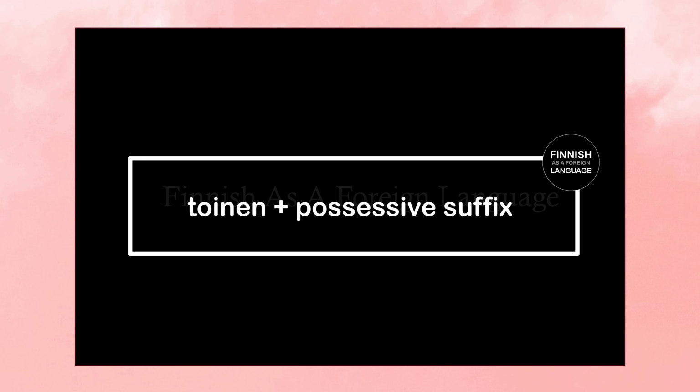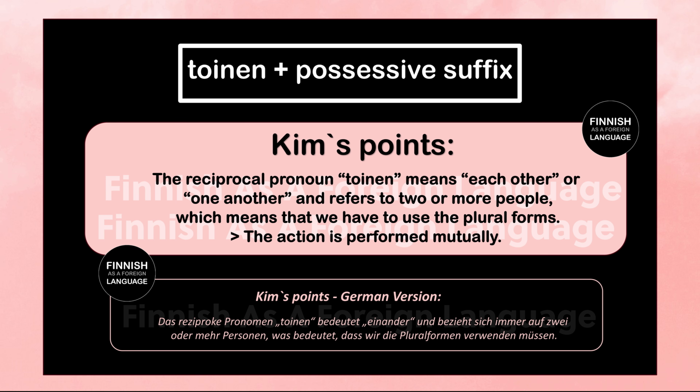Alright, we carry on. Toinen plus possessive suffix. How can we use toinen plus a possessive suffix? Toinen is a reciprocal pronoun and it's the equivalent of the English each other or one another. It refers either to two or more people, which means that we have to use the plural forms.